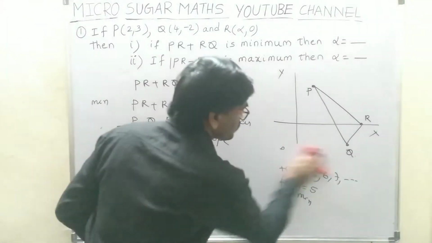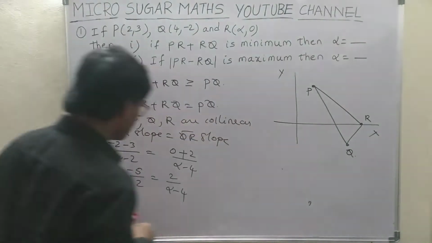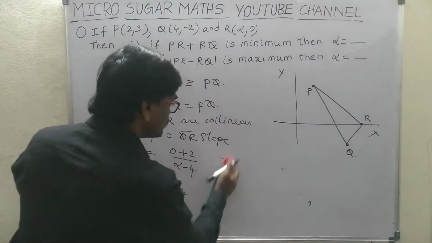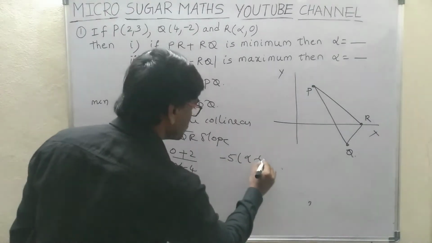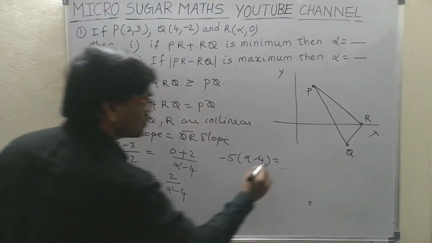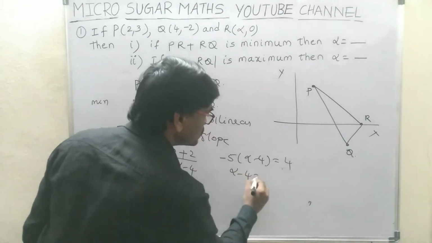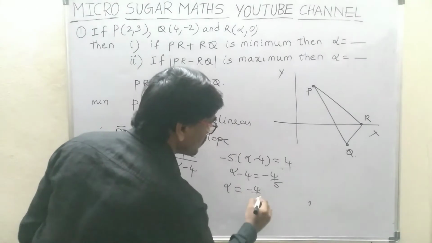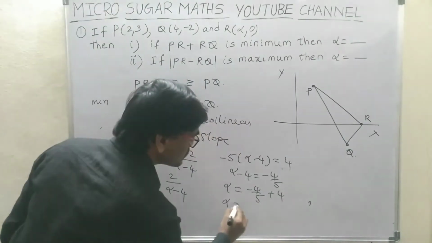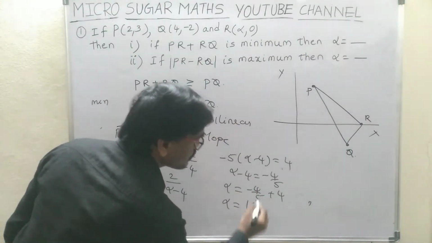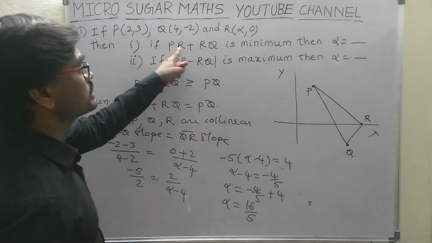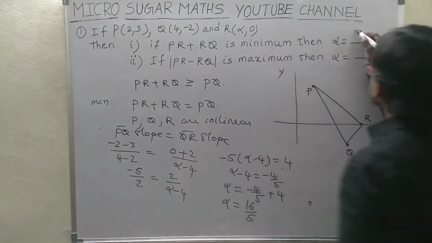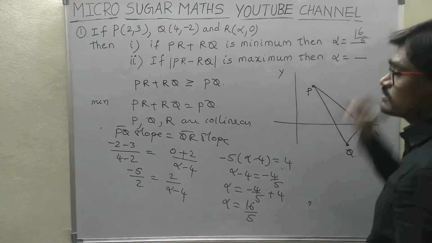Finally, cross multiplication, students: minus 5 into (alpha minus 4) is equal to 2 into 2, which is 4. Alpha minus 4 is equal to minus 4 by 5. Alpha is equal to minus 4 by 5 plus 4. Alpha is equal to 16 by 5. Therefore, in the first case, when PR plus QR is minimum, our alpha value is 16 by 5.